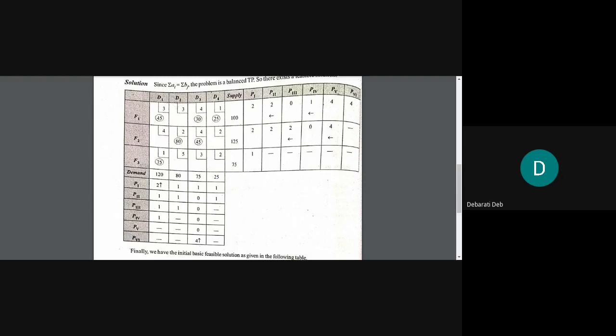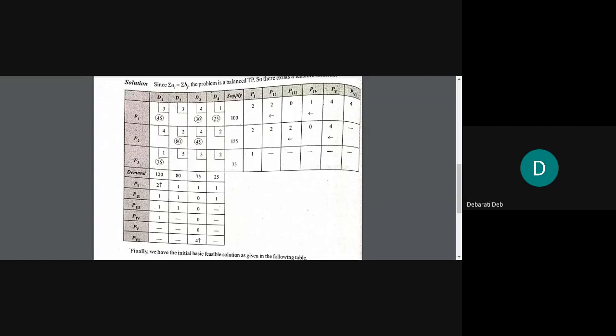So what is the difference in the first row? Difference between the least cost and the second least cost will be 3 minus 1, right? The second least costs are 2, so you can arbitrarily take any one. Anyhow, it will be 3. So 3 minus 1 will give you 2. So under P1, in the column side, you are writing the difference between the least cost and the second least cost in the first row, that is F1. So it will be 2.